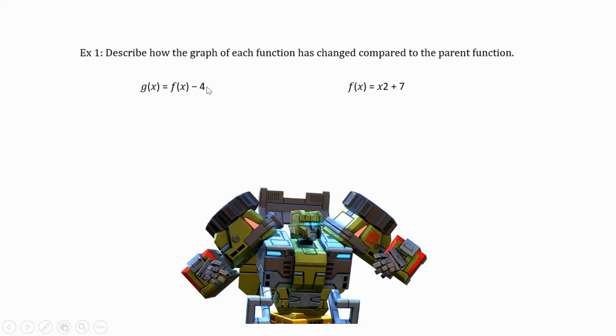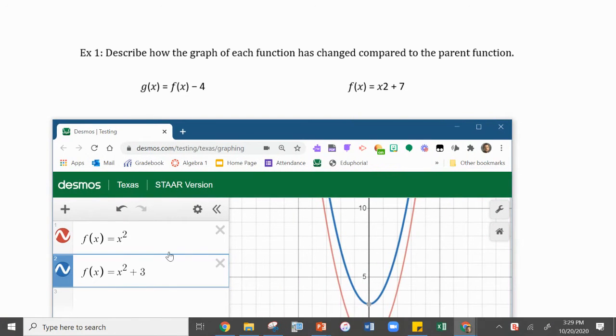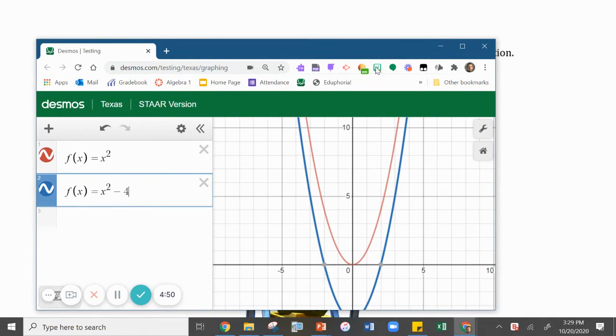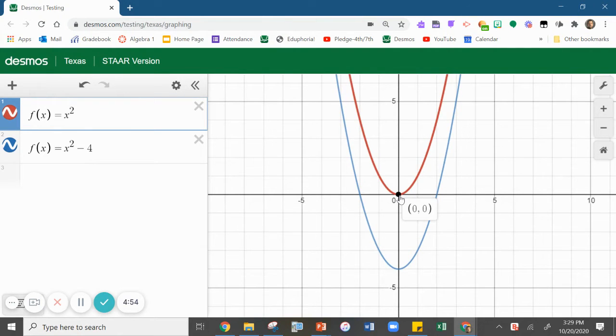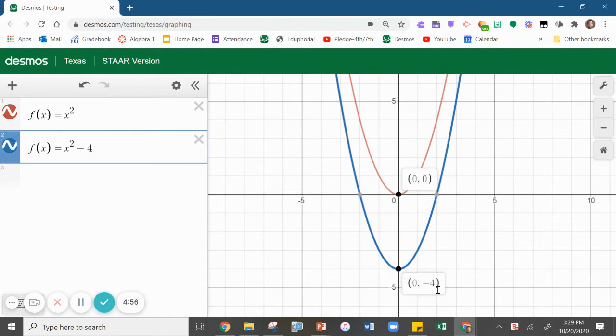When you look and see that your k is a negative 4, you should know that that's going to shift down 4 units. And so let me take a look at that and see. If I do minus 4, you can see that the blue line is down 4 units from the other one. So this one started at 0, 0, and this one ends at 0, negative 4. So that's a shift down of 4 units.